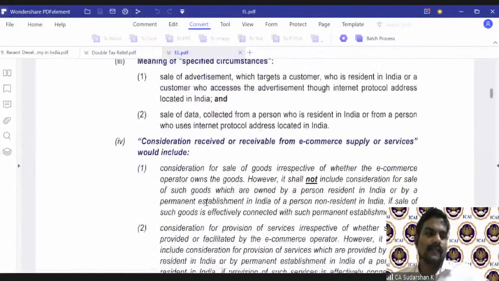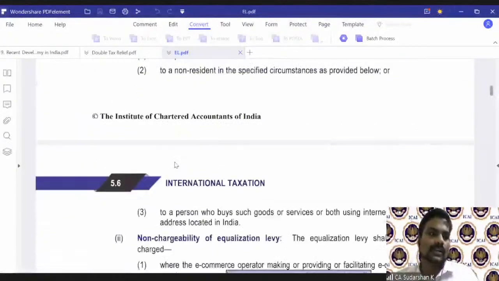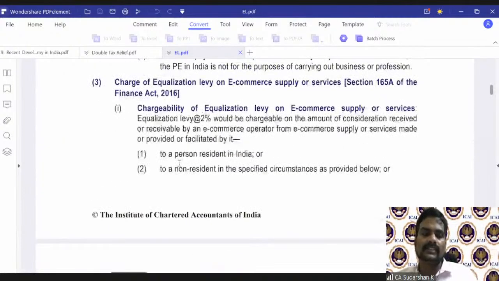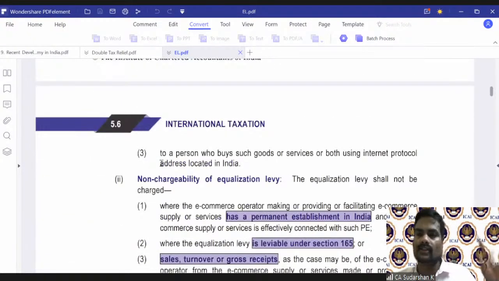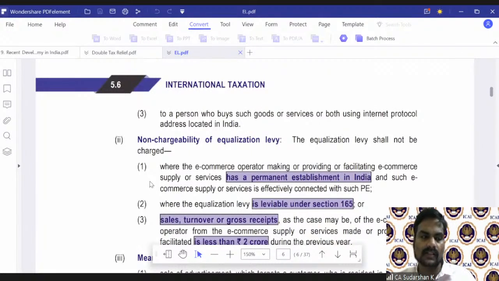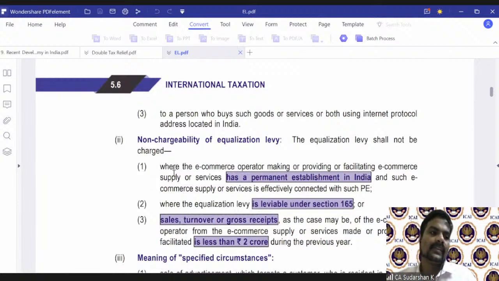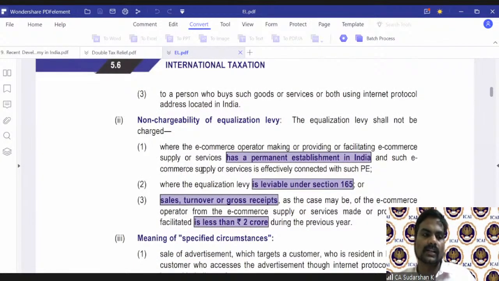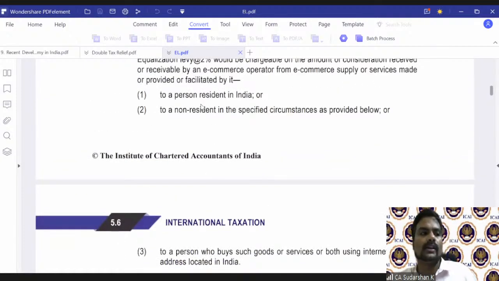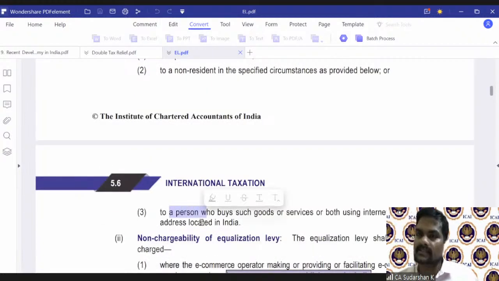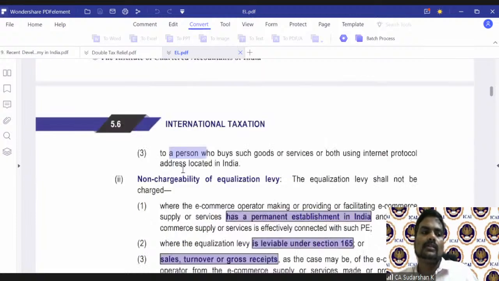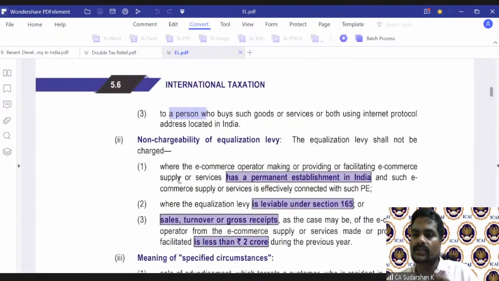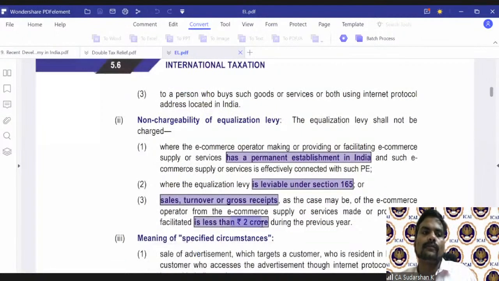Do have a look at the provisions again, you'll be in a position to understand. But all you need to remember fundamentally in equalization levy 2.0 is they are targeting non-resident e-commerce operators who provide e-commerce supply or services. Now, what is an e-commerce supply or services? Very, very exhaustive. Sale of goods, providing services, facilitation. And not only that, even if you place a purchase order, all those things will come. And to whom should I provide? To a person resident in India, to a non-resident in certain specified circumstances, or to any person who buys such goods or services from the e-commerce platform using an IP address located in India. So all these are the final nuances to it. And please also watch out that there is a threshold of 2 crores.